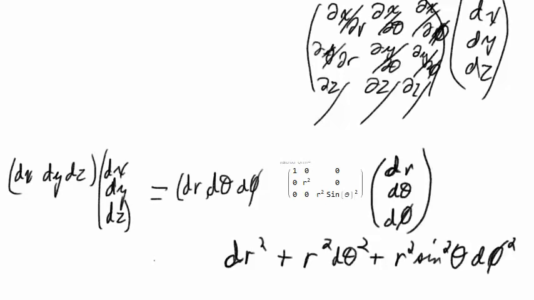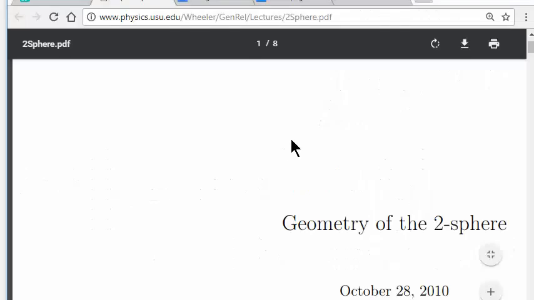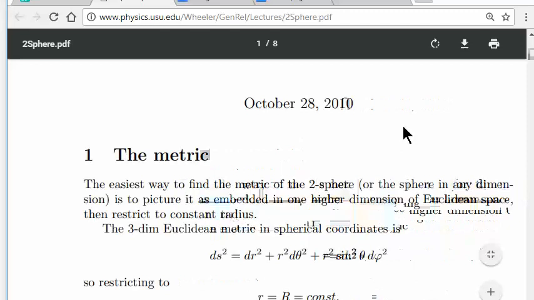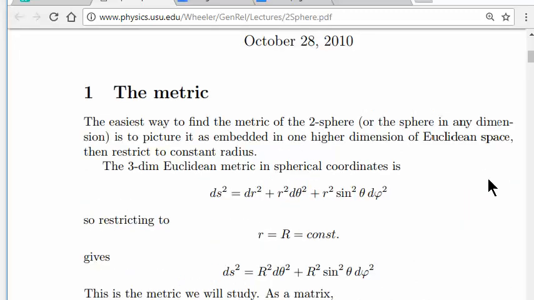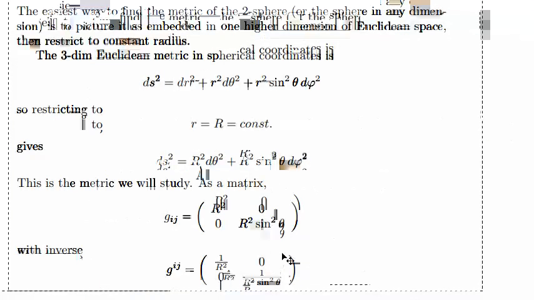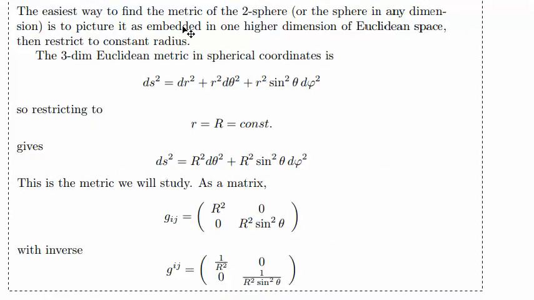And so that is something in Wheeler's General Relativity Lecture 2 sphere.pdf. It is the first equation on the page: ds squared equals dr squared plus r squared d theta squared plus r squared sine squared theta d phi squared. This article was linked to from George Dishman, so I'm going to read through it a little bit. The three-dimensional Euclidean. The easiest way to find the metric of the two-sphere, or the sphere in any dimension, is to picture it as embedded in one higher dimension of Euclidean space, then restrict to constant radius.